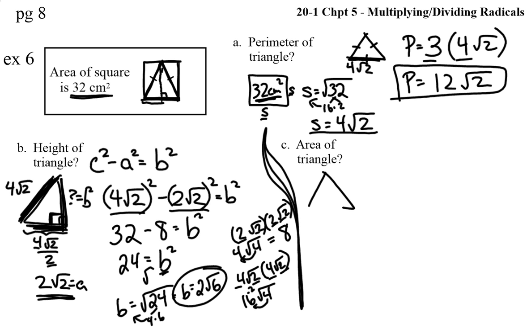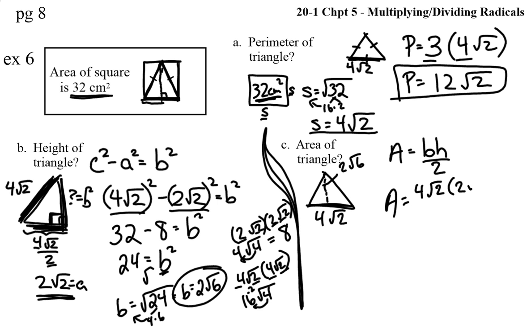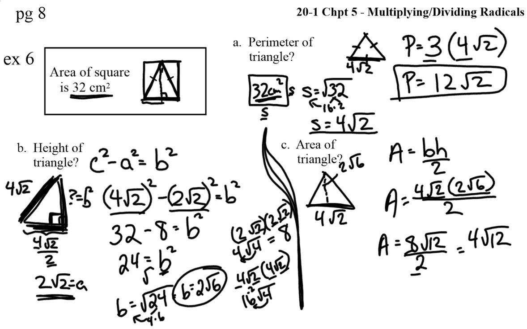Last one is to find the entire area. Well, if you recall, the area of a triangle is base times height divided by 2. We know the base of that triangle is 4 root 2. We now know the height of the triangle is 2 root 6. So to get the area, 4 root 2 times 2 root 6 divided by 2, using radical calculations. 4 root 2 times 2 root 6, multiply coefficients, multiply radicands, divide by 2. How do we divide? 8 divided by 2 leaves us with 4 root 12 for an area.